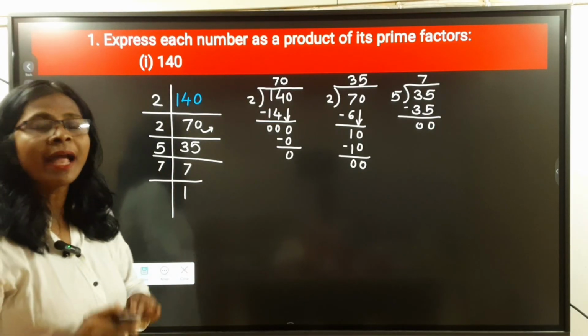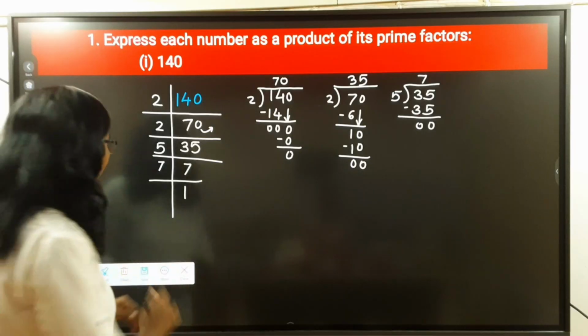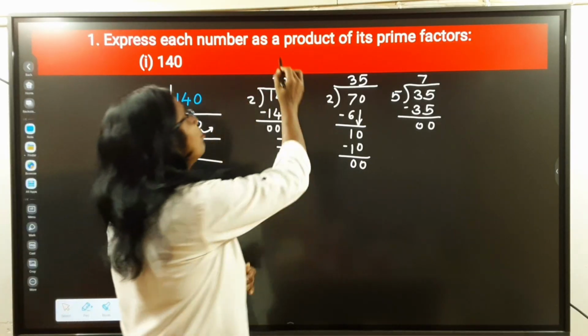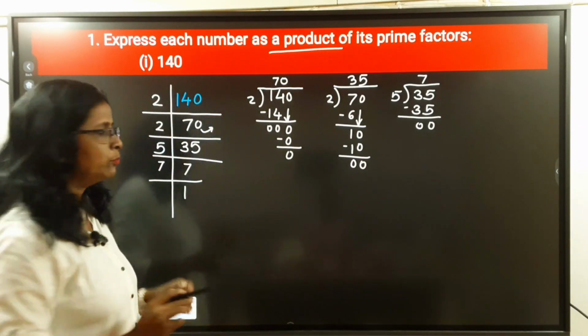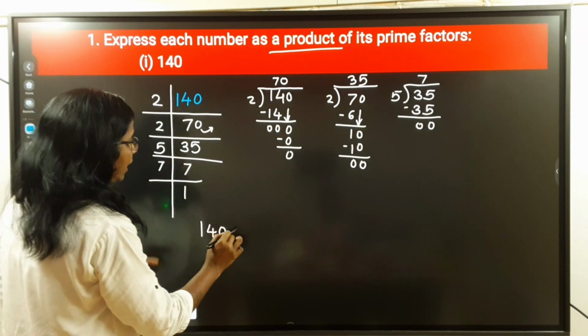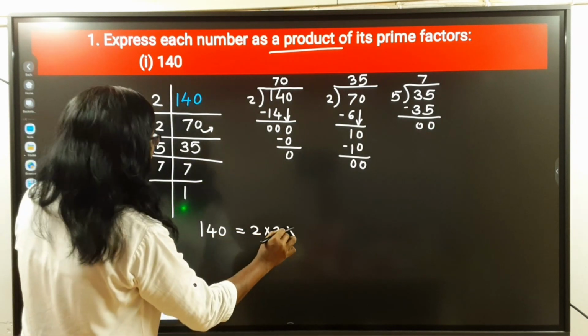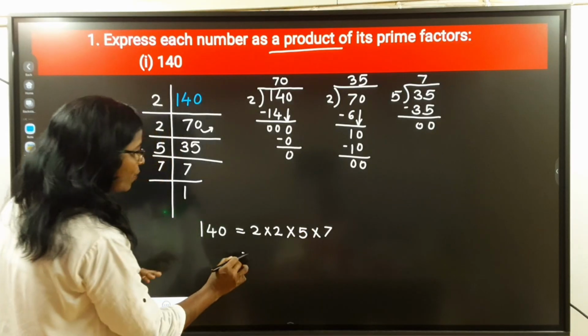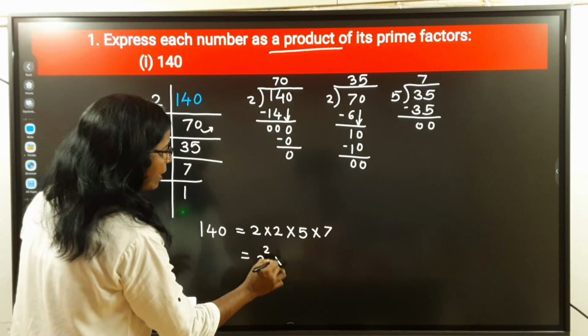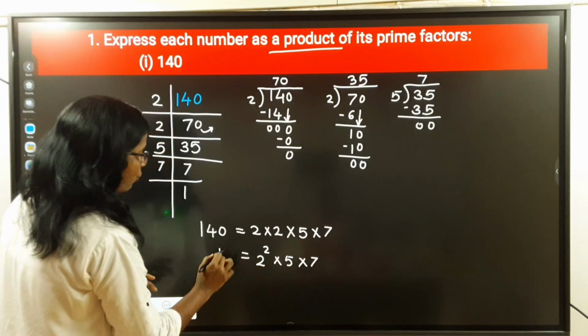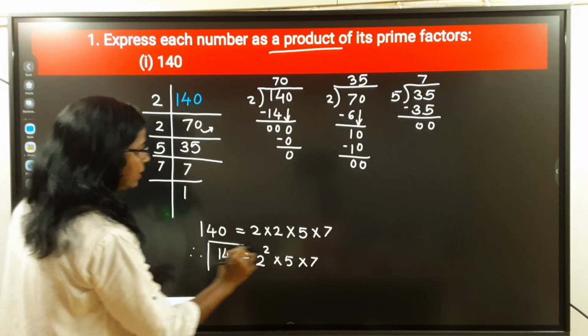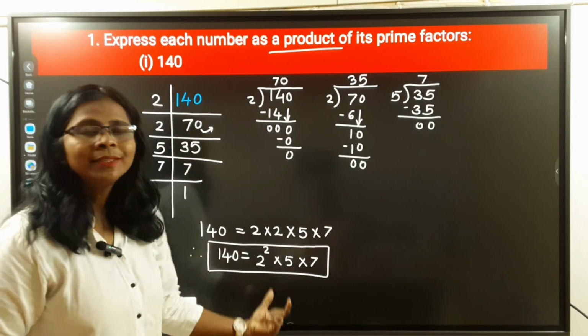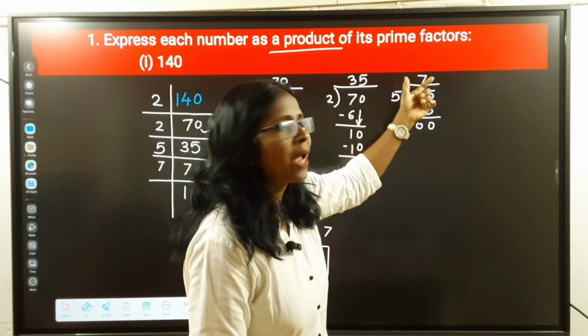Now finally we write the factors in product form. So 140 is equal to 2 multiply 2 multiply 5 multiply 7. Also we can write it as square of 2 multiply 5 multiply 7. So this is our final answer. We get the number as a product of its prime factors.